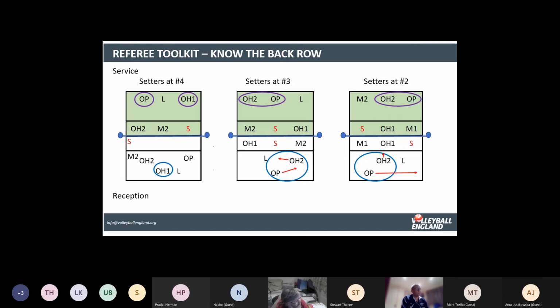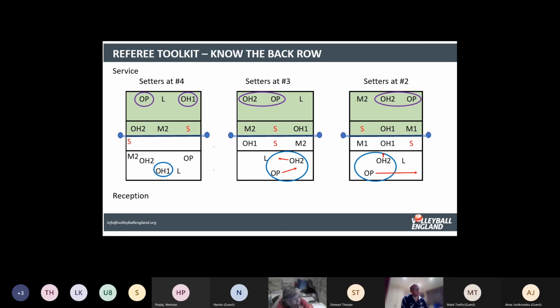When the setter moves round onto the front row, so when they're at position 4, you now have the situation where you have 2 players in the back row to consider, one of which is the outside hitter you've been keeping an eye on for some time, and also the opposite to the setter. And that situation stays throughout until you get to the point when the setter's at 2 and your middle is now serving, and you can again largely ignore the middle.